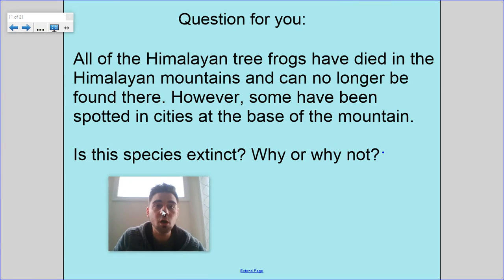Suppose all of the Himalayan tree frogs have died in the Himalayan mountains and no longer can be found there. However, some have been spotted in cities at the base of the mountain. Right? So picture this mountain, and all along the mountain, there's no longer tree frogs, but at the base, along this city, there are still some tree frogs. What I want you to answer is, is this species extinct? Why or why not? Just go ahead and pause the video and answer this question.